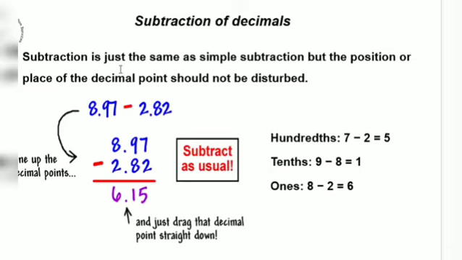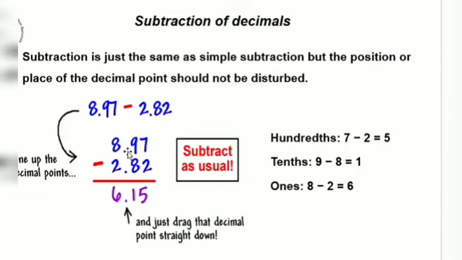Now subtraction is just the same as simple subtraction, but the position or the place of the decimal point should not be disturbed. If you change the position of the decimal point, then your answer will be wrong. So whenever you start any addition or any subtraction, first place the decimal points accurately so that your answer is correct. Okay, now here the number is 8.97 minus 2.82.